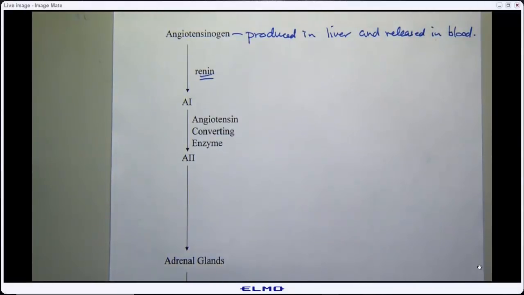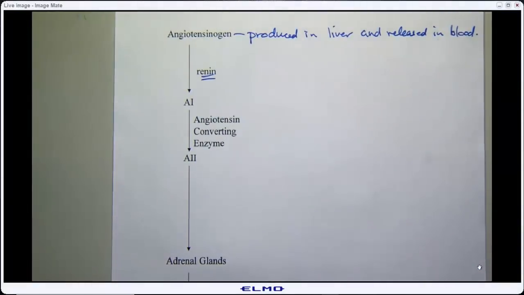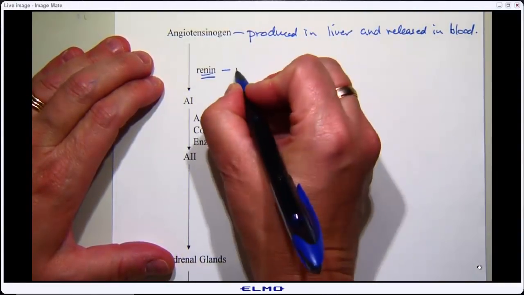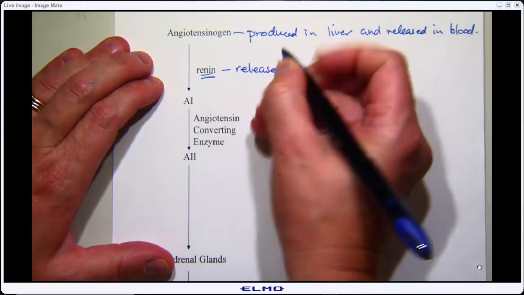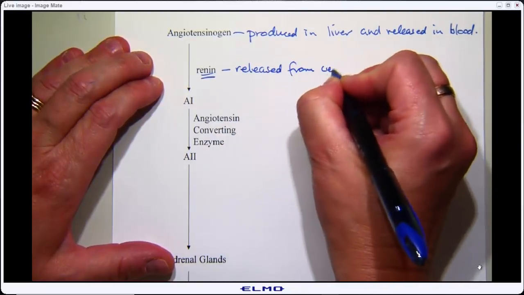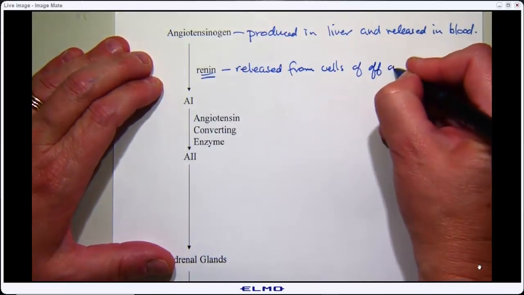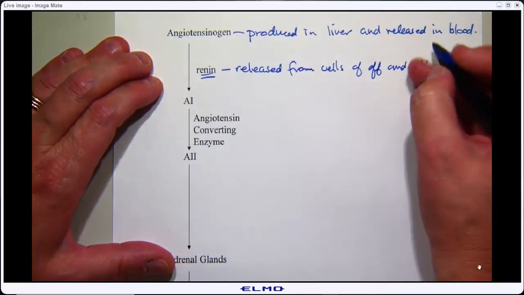Angiotensinogen is converted to angiotensin I by renin, and renin is released from cells of the afferent and efferent arterioles. So right down at the level of the kidney is where we're getting the thing that will start the whole process of making angiotensin II and aldosterone. So renin is released from cells of the afferent and efferent arterioles.